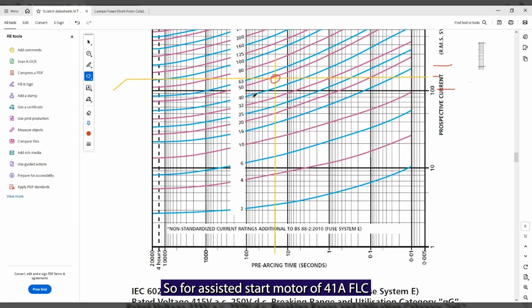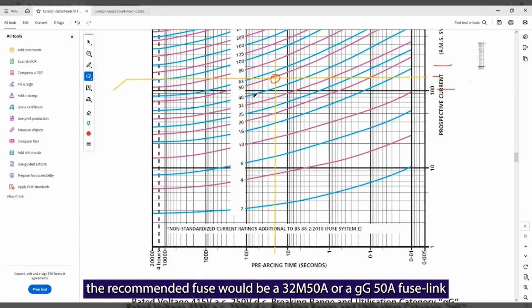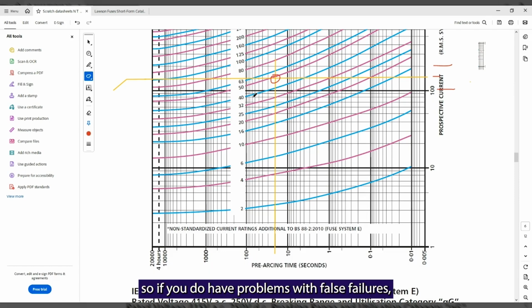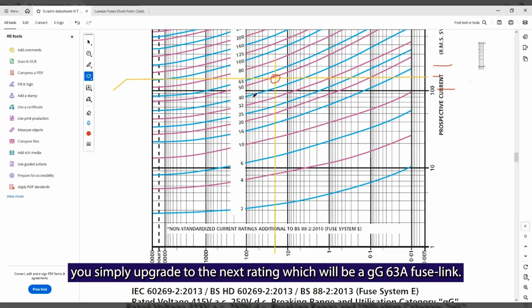So for an assisted start motor of 41 amps full load current, the recommended fuse would be 32M50 or a GG 50 amp fuse link. Of course, these are general recommendations, so if you do have problems with false failures, you simply upgrade to the next rating, which will be a GG 63 amp fuse link.